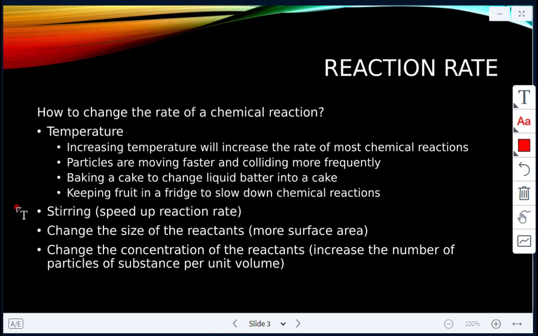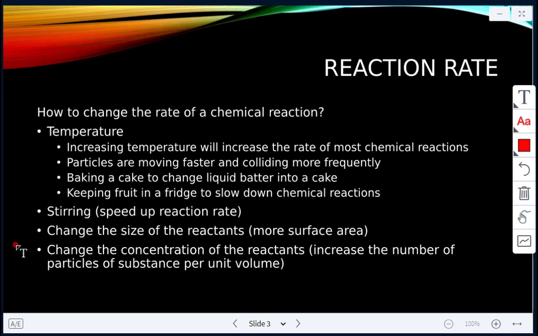Another method to increase the rate would be stirring. So stirring or mixing or shaking will speed up the reaction rate. Another method would be to change the size of the reactants, therefore giving it more surface area. So instead of having a giant block of something, you can cut it up into smaller pieces. That will give it more surface area. Therefore, the reaction will take place quicker.